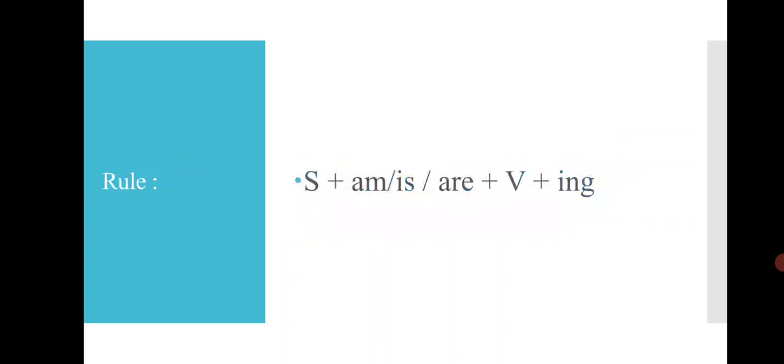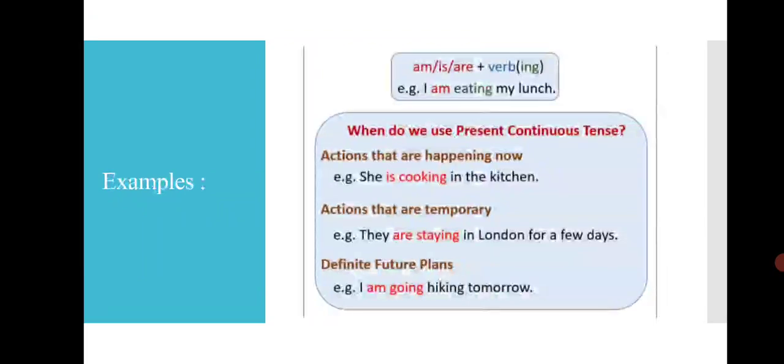And the rule for present continuous tense is subject plus am or is or are plus verb plus ing. Subject plus am or is or are plus present form of the verb plus ing. So the ing denotes the continuous action. Now let's check the examples for present continuous tense. The example given is: she is cooking in the kitchen. Here she is the subject, is is the be verb used, cook is the verb and the continuous form of the verb is cooking. She is cooking in the kitchen. So this is an example for present continuous tense.